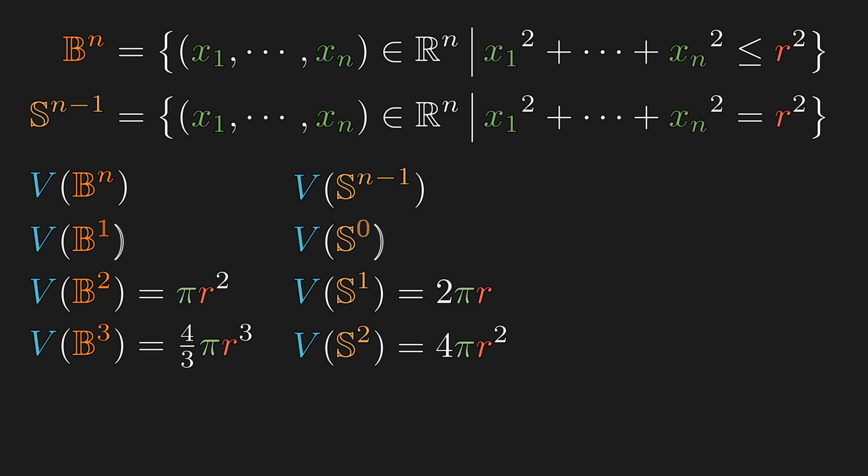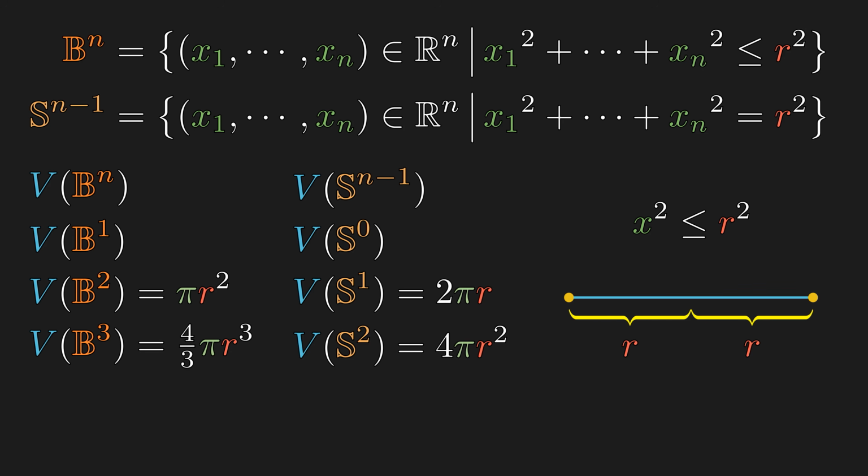Now, what about the 1-ball and the 0-sphere? Simply put, the 1-ball is the set of all points on a line that satisfy this inequality, and more intuitively, the set of all points that are within the distance r from the center. So the one-dimensional volume, which is the length, is 2 times r. Now, the 0-sphere would be the boundary, which simply are the two endpoints.